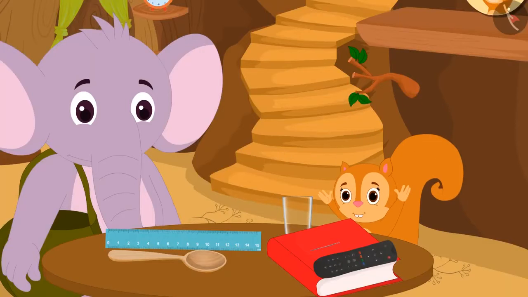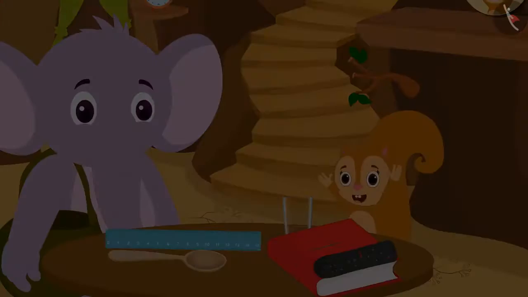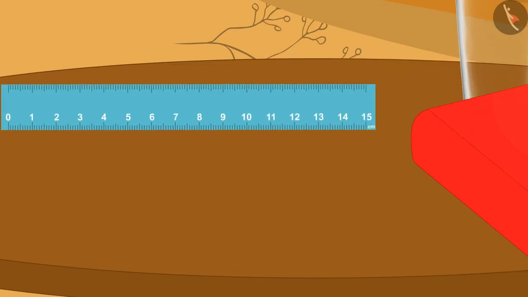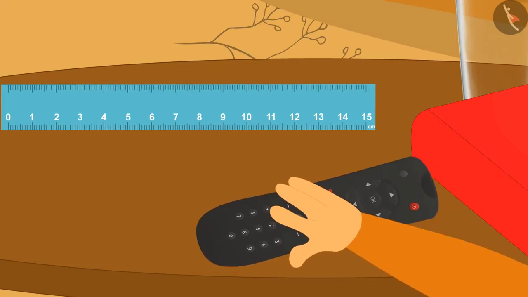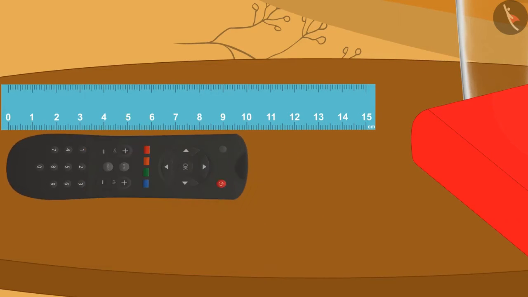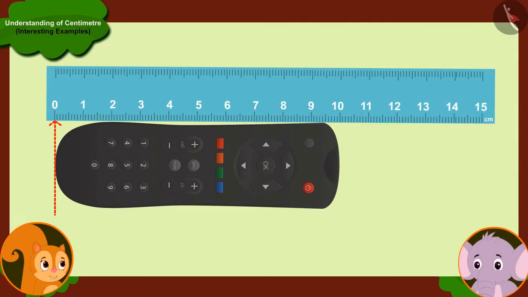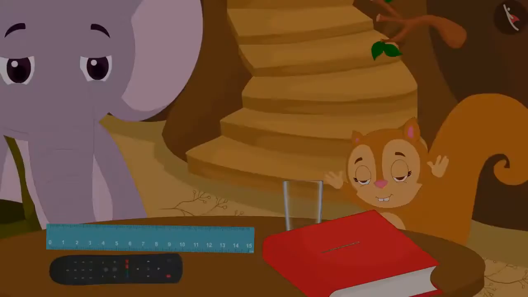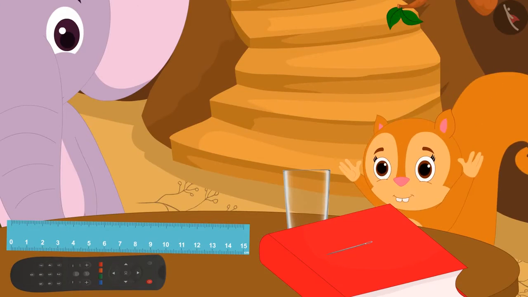Chanda got really excited about the ruler. She immediately took the ruler from Appu and placed her TV remote next to the ruler. Chanda told Appu, Look, Appu, my TV remote is 10 centimeters long. I learned to measure the length of objects from the ruler. After saying this, Chanda started dancing happily.